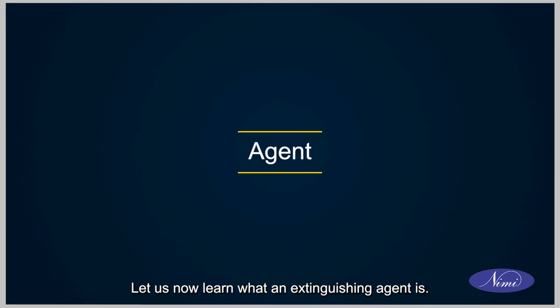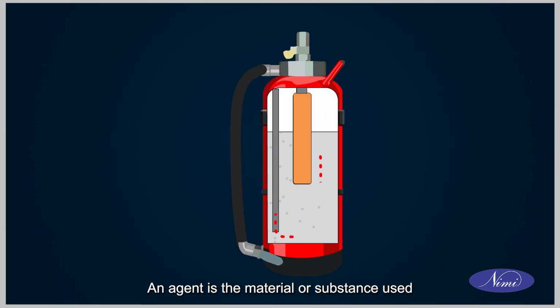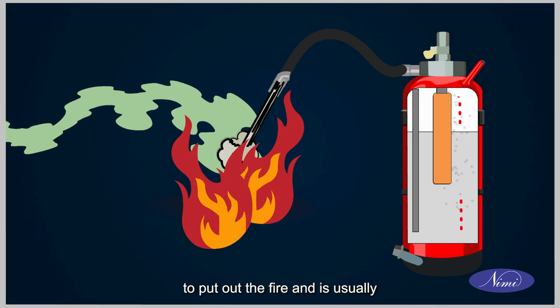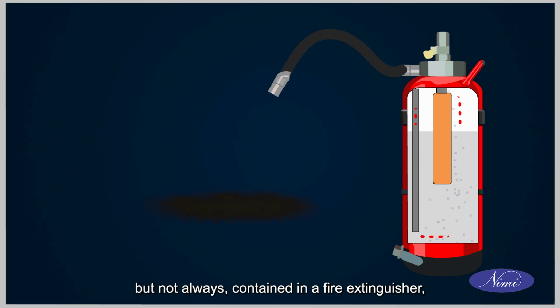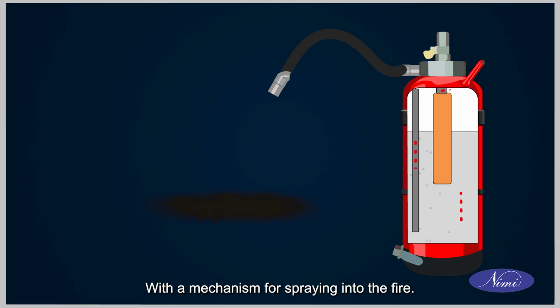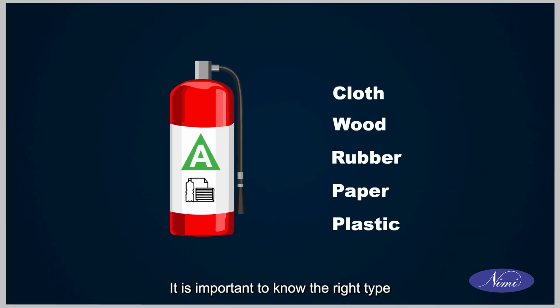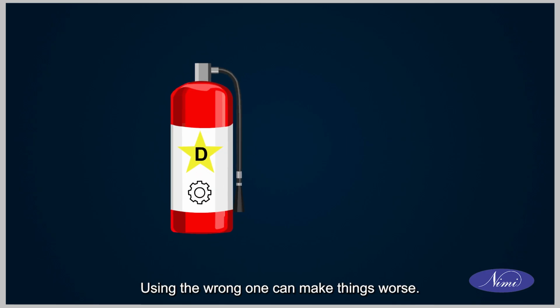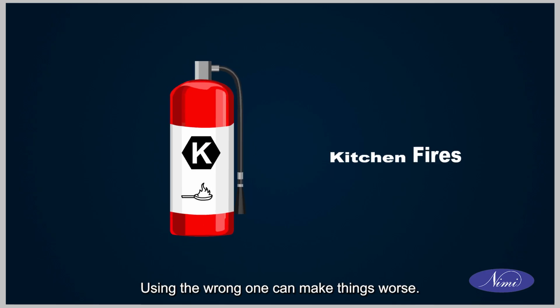Let us now learn what an extinguishing agent is. An agent is the material or substance used to put out the fire and is usually, but not always, contained in a fire extinguisher with a mechanism for spraying into the fire. It is important to know the right type of agent for a particular type of fire. Using the wrong one can make things worse.